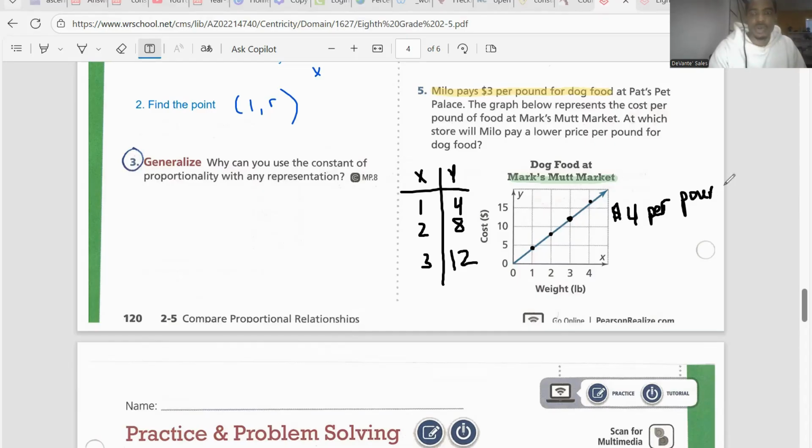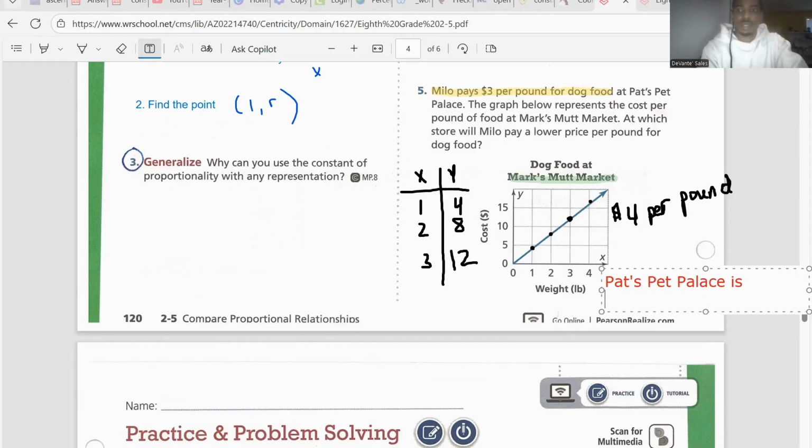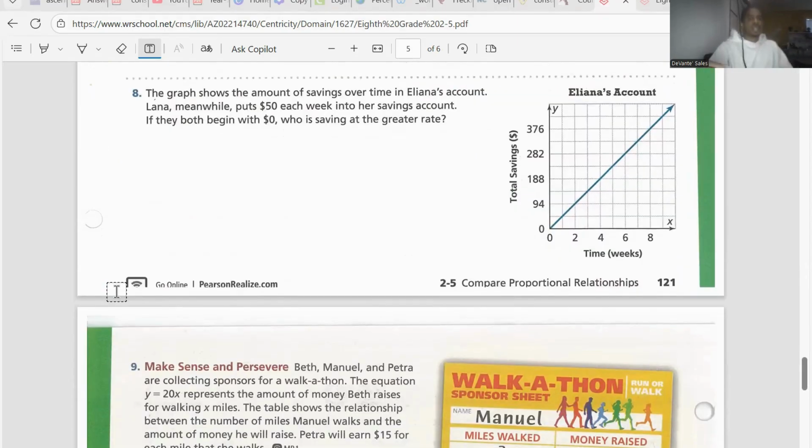Okay, so real quick, and I think most of y'all got this part. Pat's Pets Palace. All right, pretty good, pretty good. All right, let's try this one.